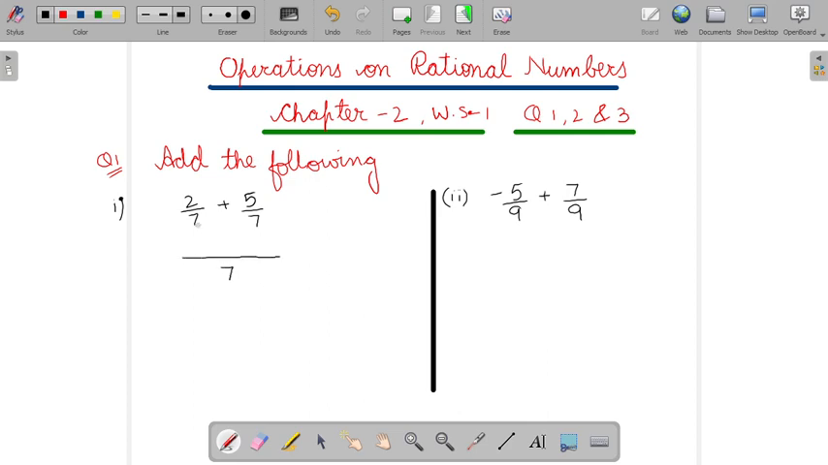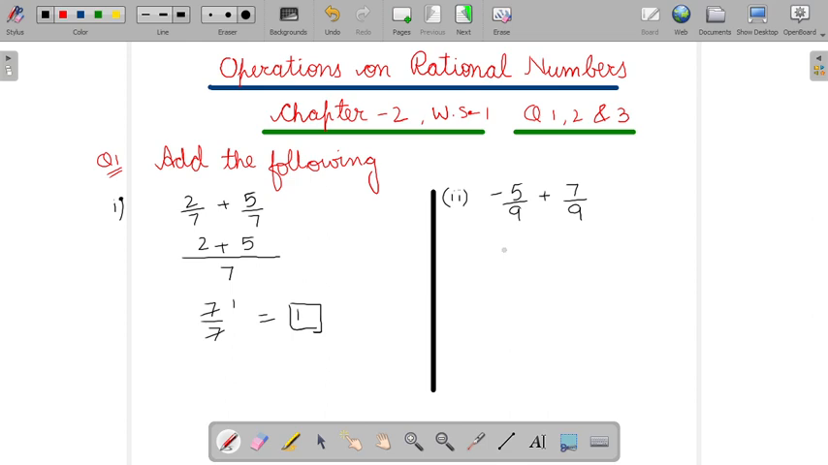So the LCM of the denominators 7 and 7 would be 7. Now the same procedure you will follow: नीचे से divide, ऊपर से multiply. So 7 divided by 7 is 1, and multiplying 1 with 2, you would be getting 2. Similarly, 7 divided by 7 is 1, multiply it with 5, so you would be getting 5. So 2 plus 5 is 7, so you would be getting 7 upon 7. Now cancel it, so the answer is 1.